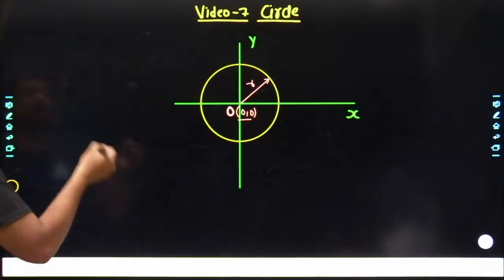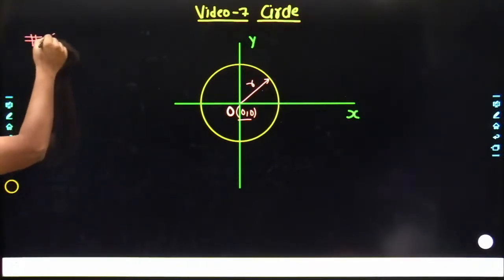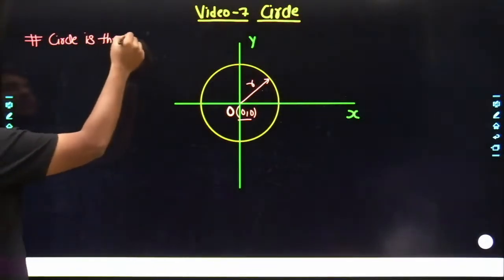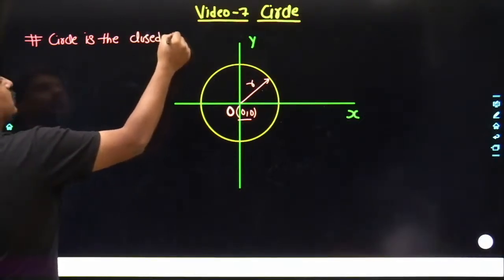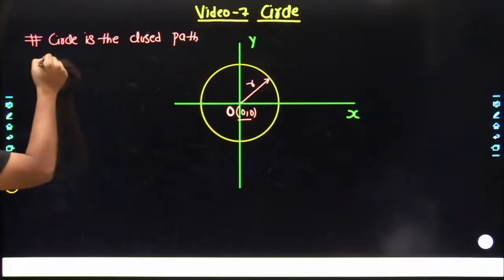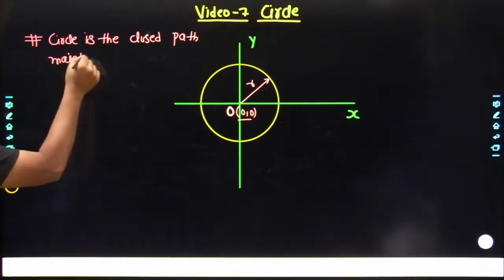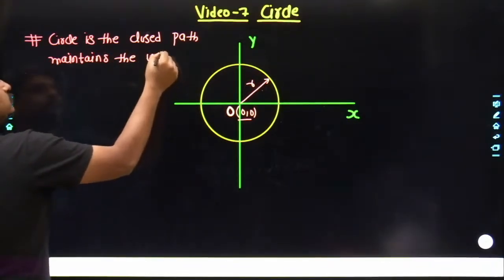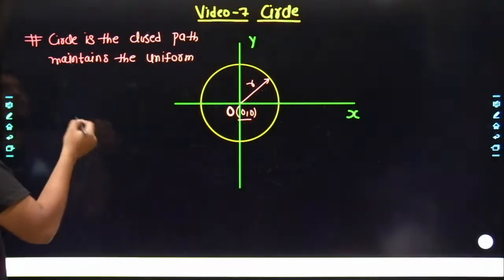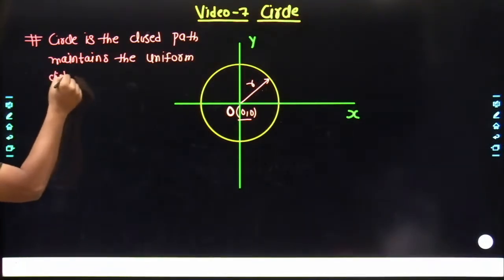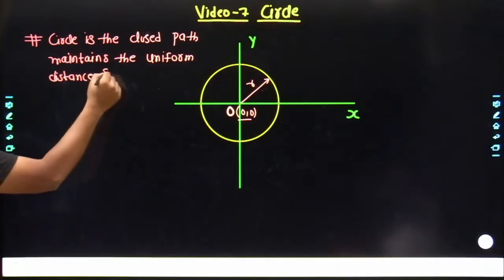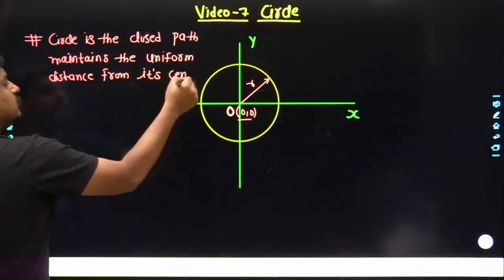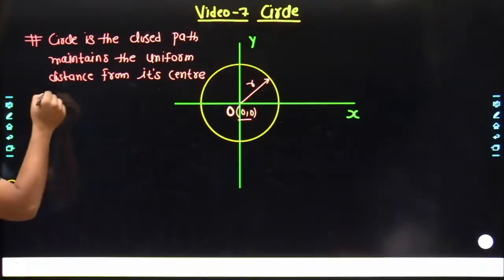So a few of the important points we can write regarding the circle. Circle is a closed path, maintains a uniform distance from its center called radius.